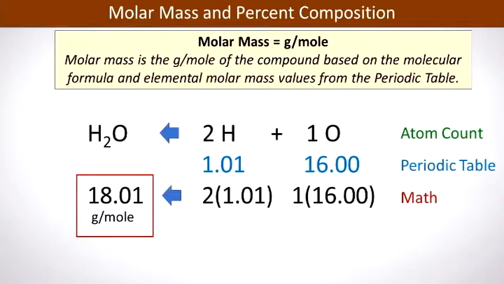So how about some other examples of molar mass and percent composition? Take a look at water. Water is H2O, 2 units of hydrogen, 1 unit of oxygen. We get the molar mass from the periodic table. We plug in the values. We multiply 2 times the 1.01 because of 2 units of hydrogen, 1 unit of oxygen. We sum the values, and there we have 18.01 gram per mole of water for its molar mass.